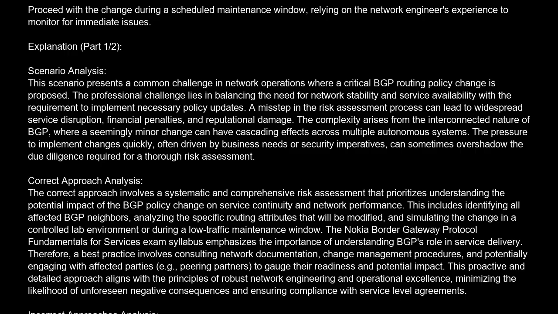Correct approach analysis. The correct approach involves a systematic and comprehensive risk assessment that prioritizes understanding the potential impact of the BGP policy change on service continuity and network performance. This includes identifying all affected BGP neighbors, analyzing the specific routing attributes that will be modified, and simulating the change in a controlled lab environment or during a low-traffic maintenance window.